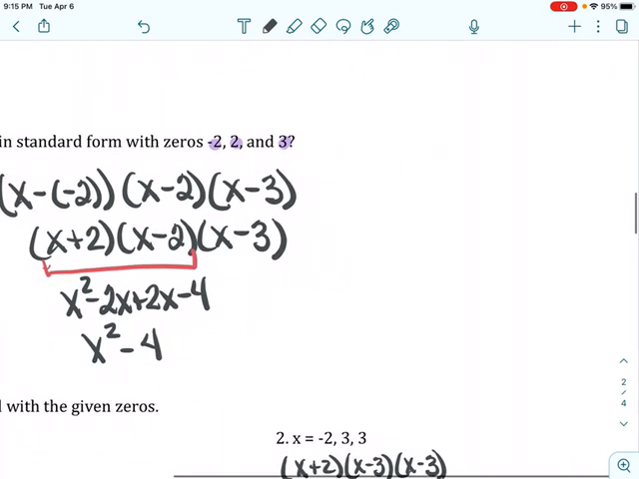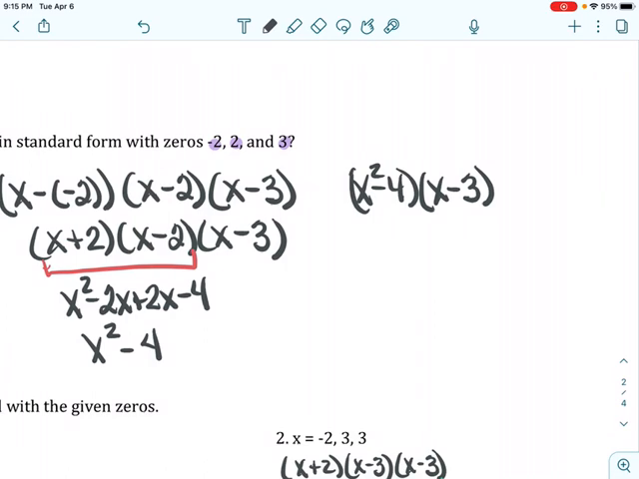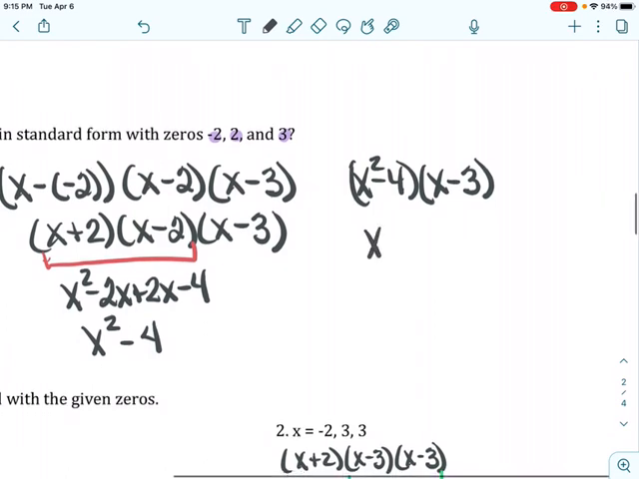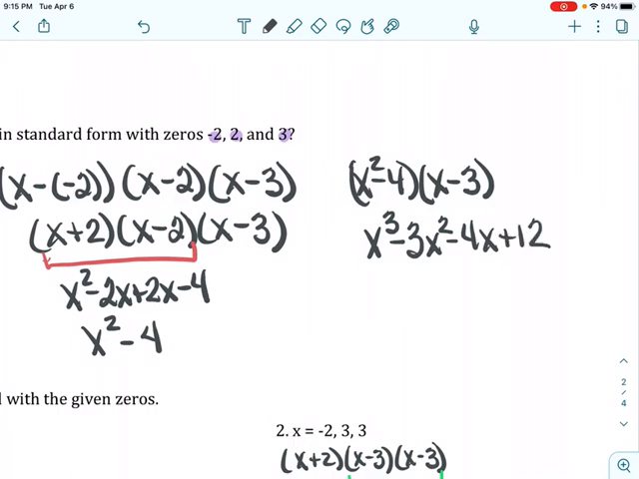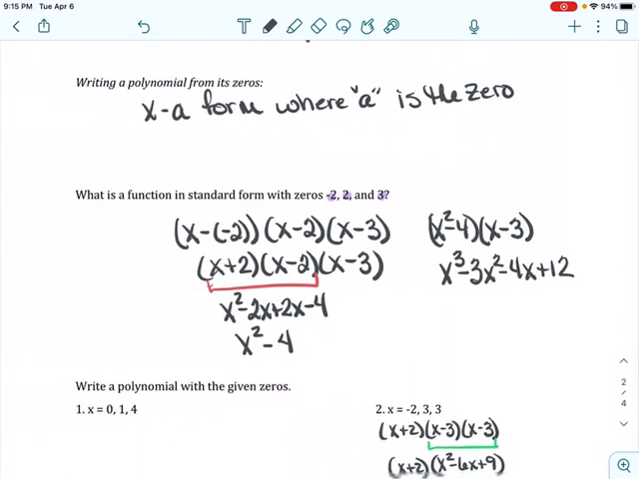And now I'm going to take x squared minus 4 and multiply by x minus 3. So again, split, distribute, box, pick your method, FOIL. Always write your answer in order, highest exponent first, descending order. There's our solution. Okay, so let's try this one.